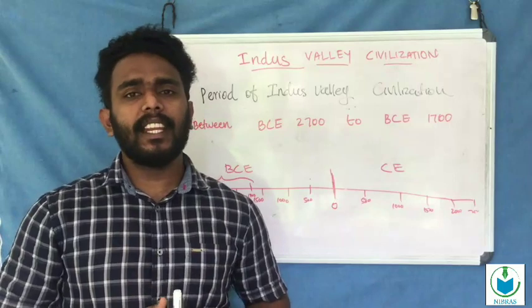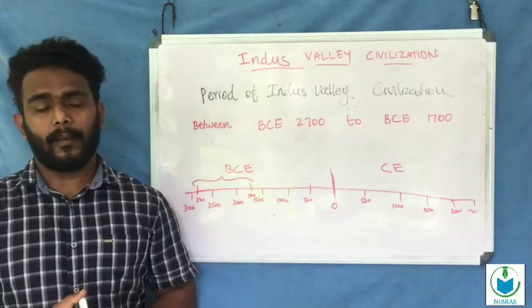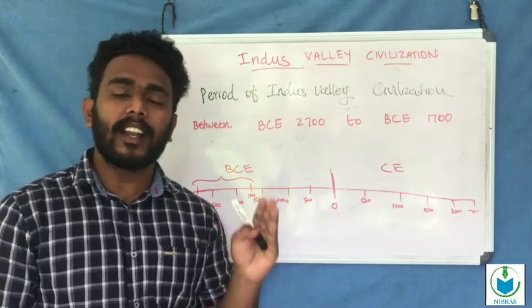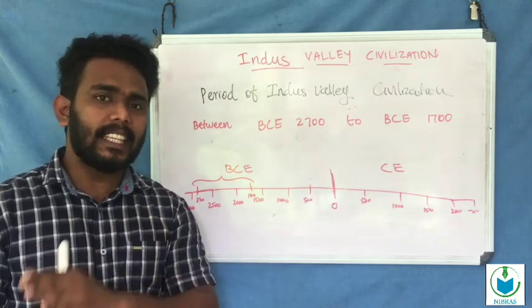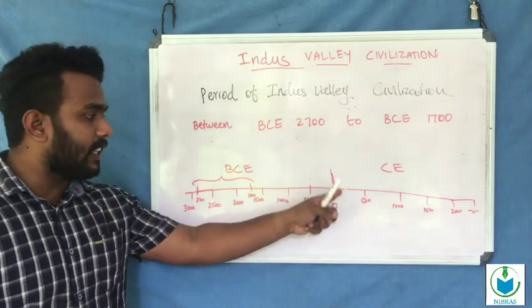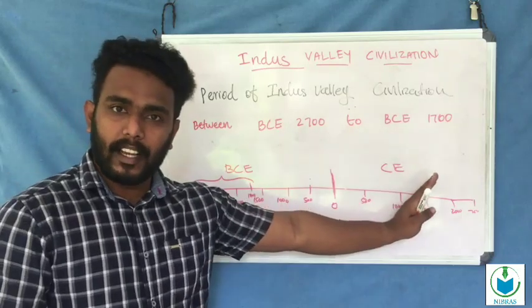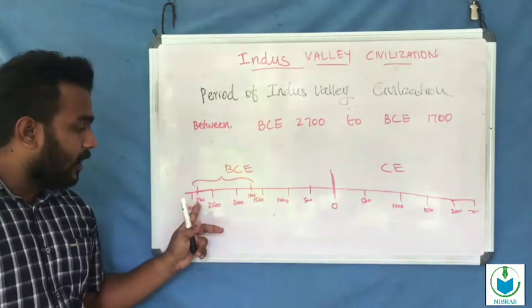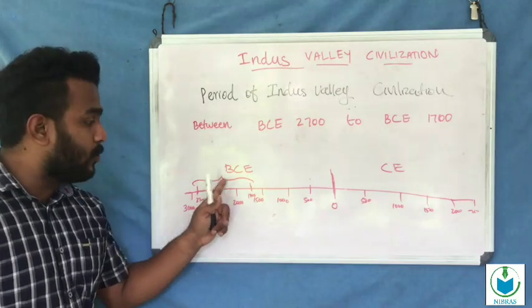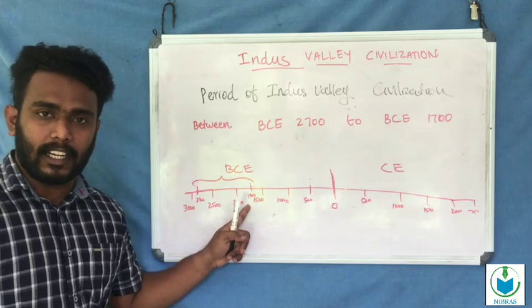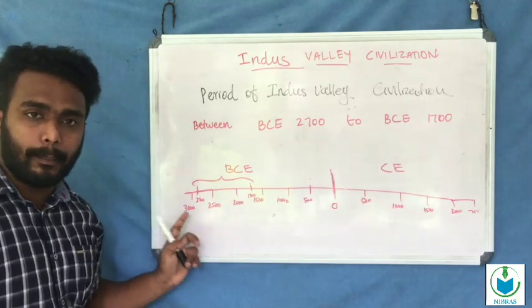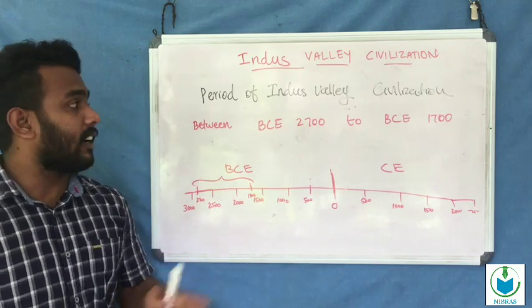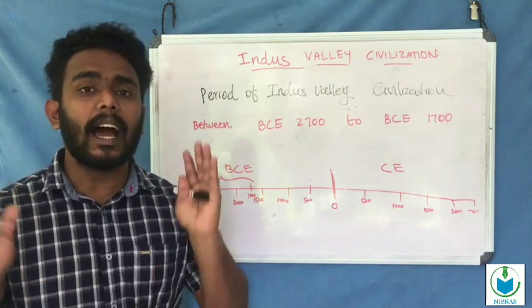Okay, next is the period of the Indus Valley civilization. The period was between BCE 2700 and BCE 1700. BCE means Before Common Era; this is the Common Era, and this part is before the Common Era. The Indus Valley civilization is in BCE 2700 to BCE 1700. So BCE 2700 to BCE 1700 is the period of the Indus Valley civilization, or the Harappan civilization.